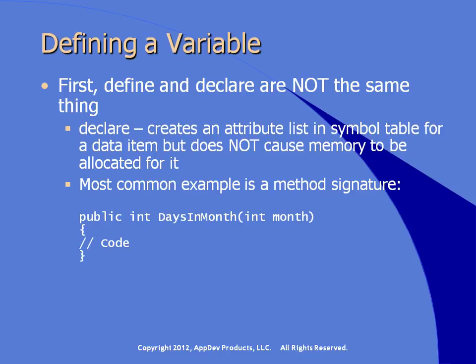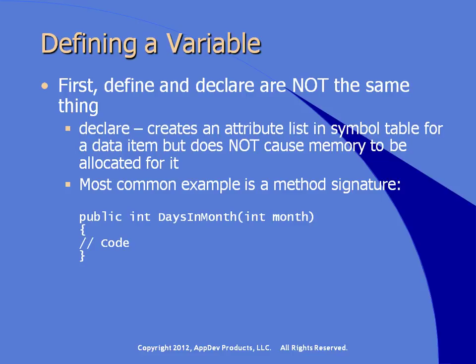The most common example is the method signature that we see in so many places in code. If you look at that, it says public int days in month and then parentheses int month. The signature for any type of method is everything from the word public in that line all the way to the closing parenthesis. A signature for a method or a data item must be different for it to appear in a program. You could not have the same signature in the same program, or you would get a duplicate definition error.